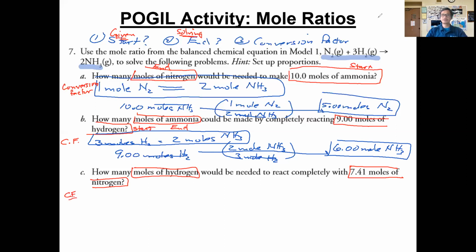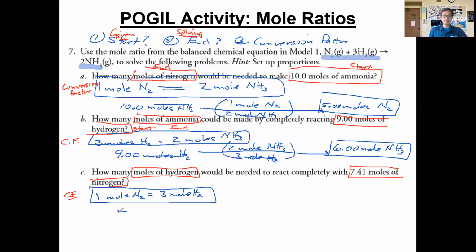Okay, with our conversion factor, it's going to compare hydrogen to nitrogen, which is going to be these two. So for every 1 mole of nitrogen, we have 3 moles of hydrogen. So this is the conversion. That's what we're going to use to set up our conversion factor.